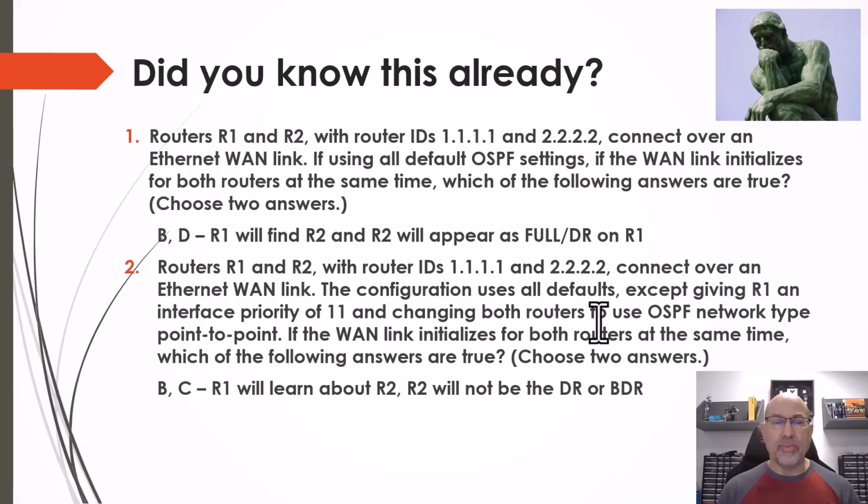All right, same problem. The configuration uses all defaults except giving router 1 an interface priority of 11, so higher priority, and changing both routers to use the OSPF network type of point-to-point. Okay, the tricky thing here is that there's going to be no designated router, but we will still discover each other. Now, it doesn't change based on the priority. So the answer here was B and C. Router 1 will still learn about router 2 and vice versa. Router 2 will not be the designated router or the backup designated router because we're doing point-to-point networks.